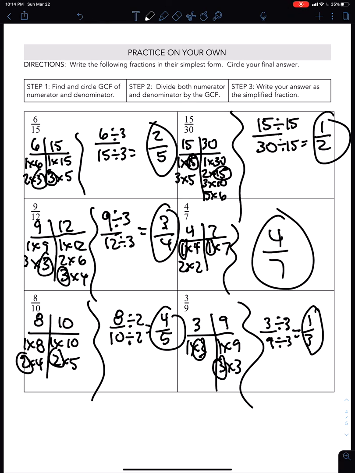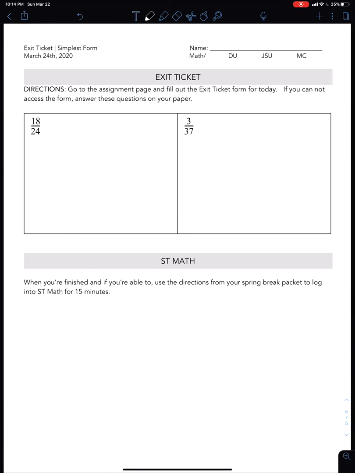All right. Hopefully you got all of these correct. If you didn't, you can always call me during the office hours today. So, on to the exit ticket.